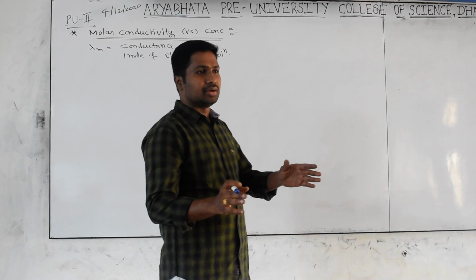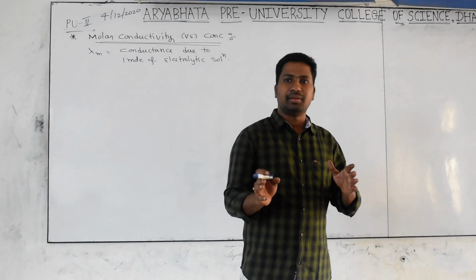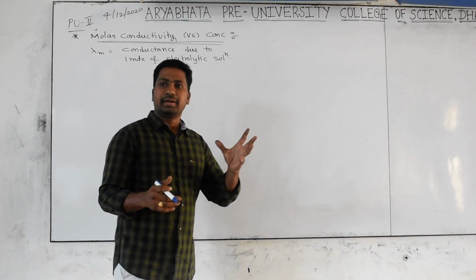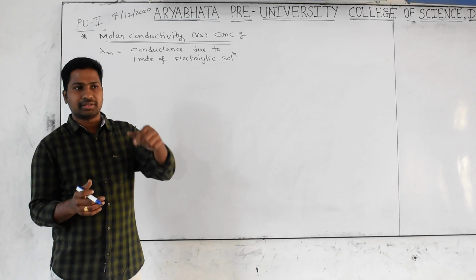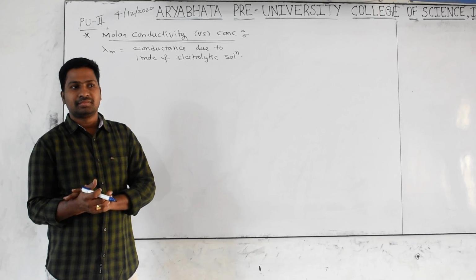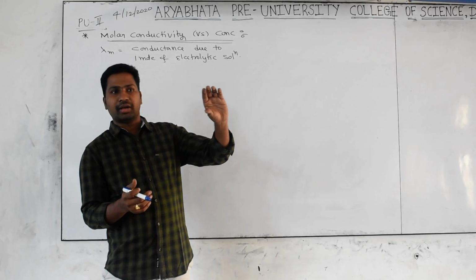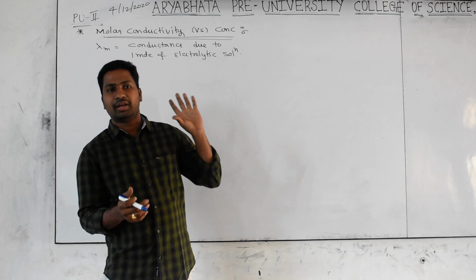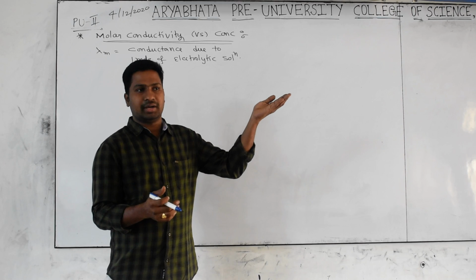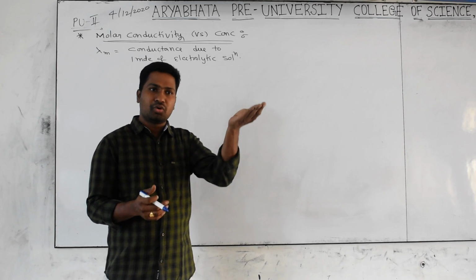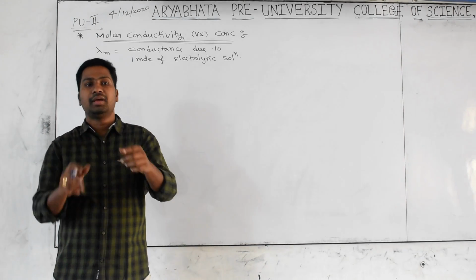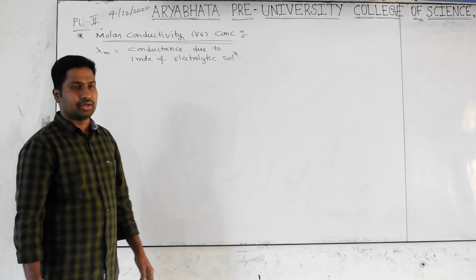Yesterday we were discussing how conductivity and molar conductivity vary with concentration. I already explained how conductivity varies with concentration, that it is directly proportional to concentration. What is the meaning of conductivity? The conductance due to ions present in unit volume of the electrolytic solution. More concentration, more ions, more conductance, meaning more conductivity. Low concentration, fewer ions in unit volume, then conductance will be less. That's why K is directly proportional to concentration.